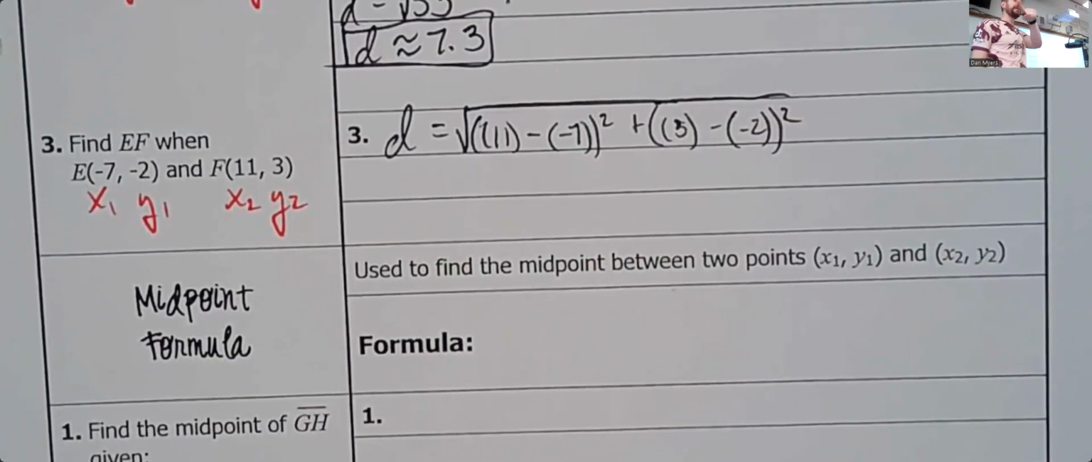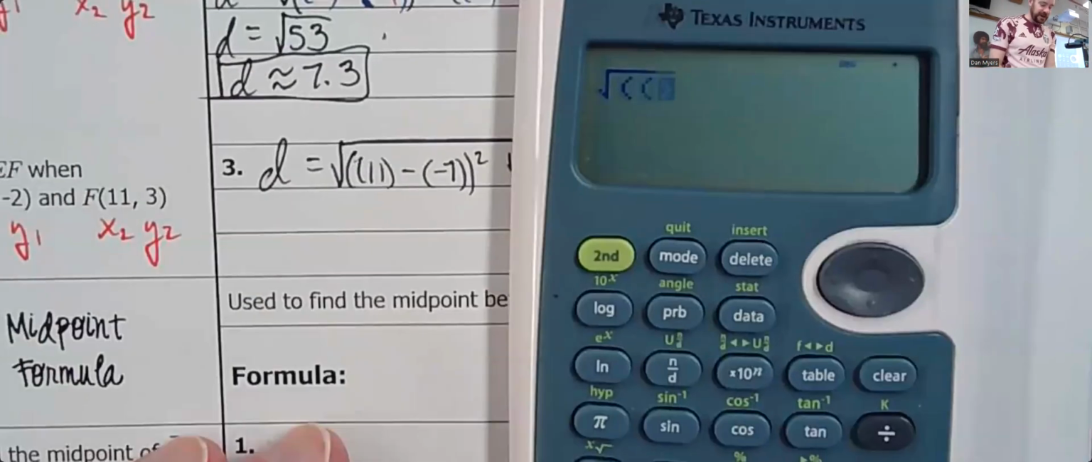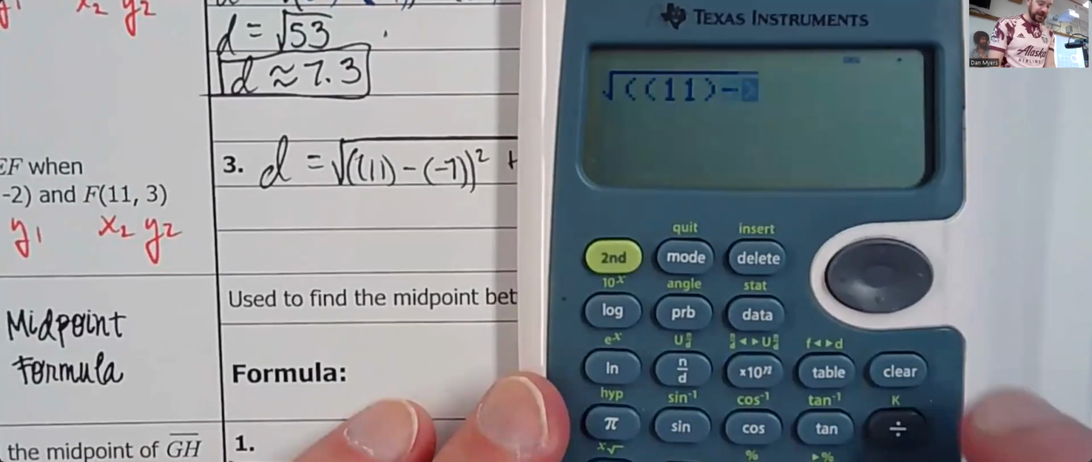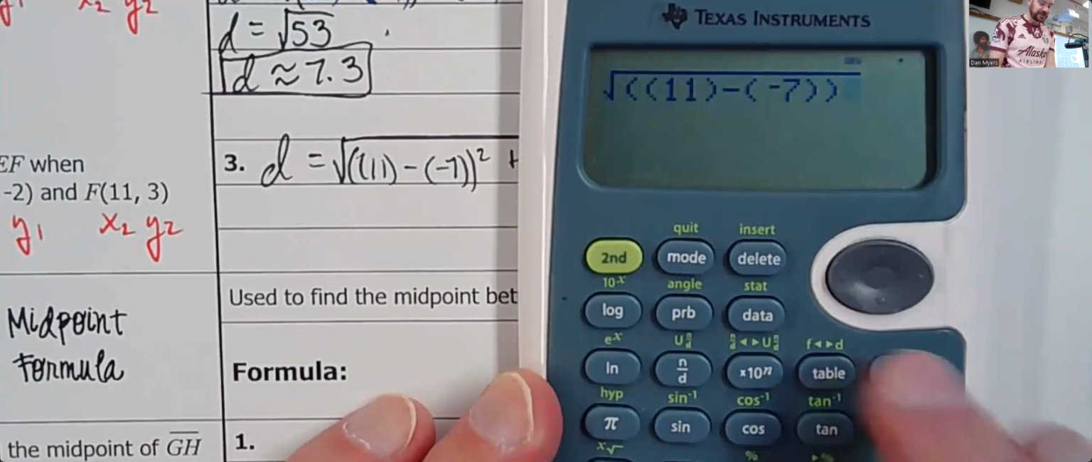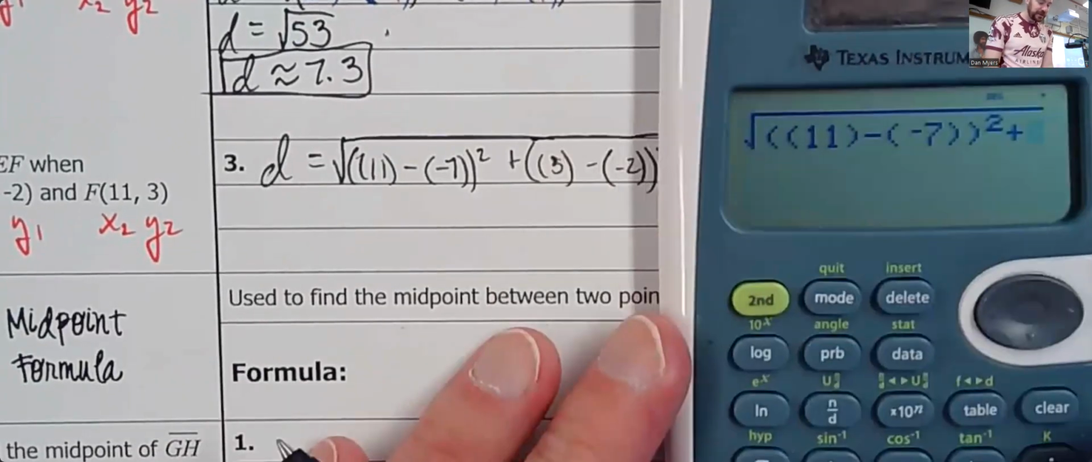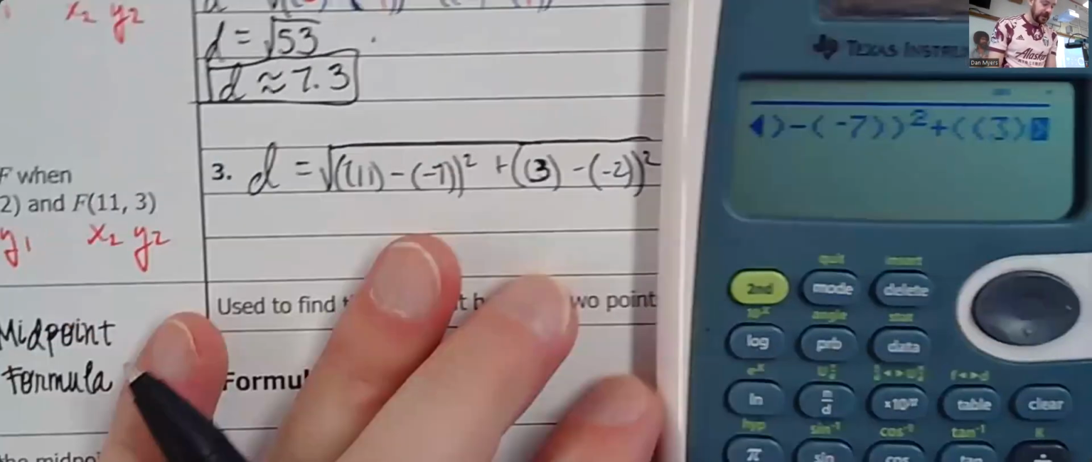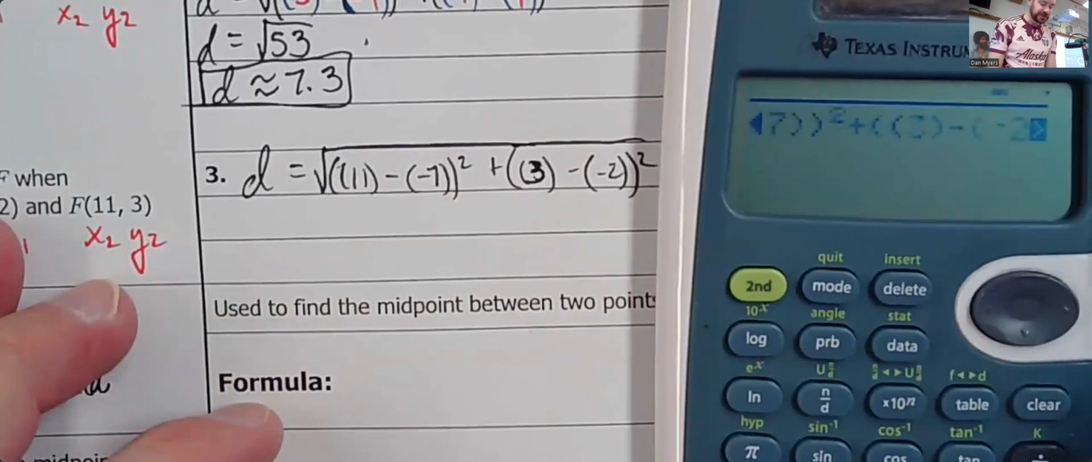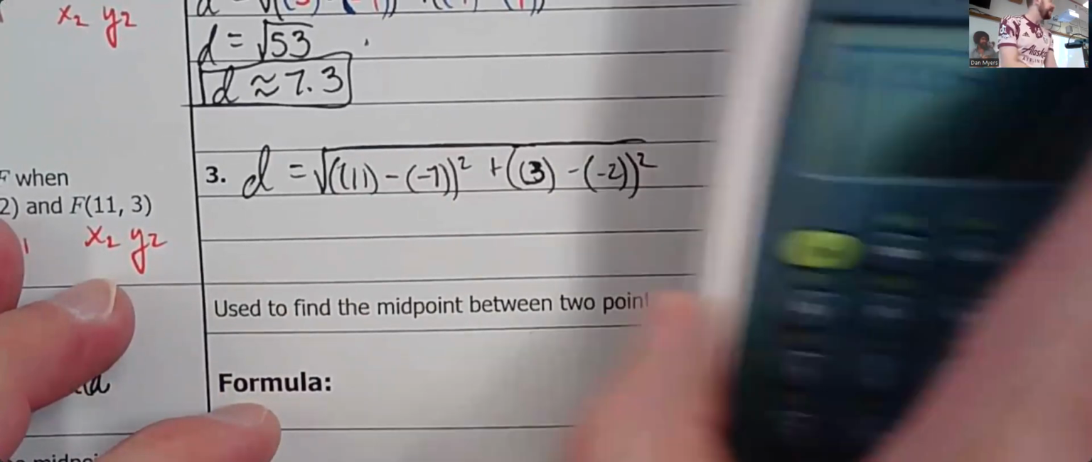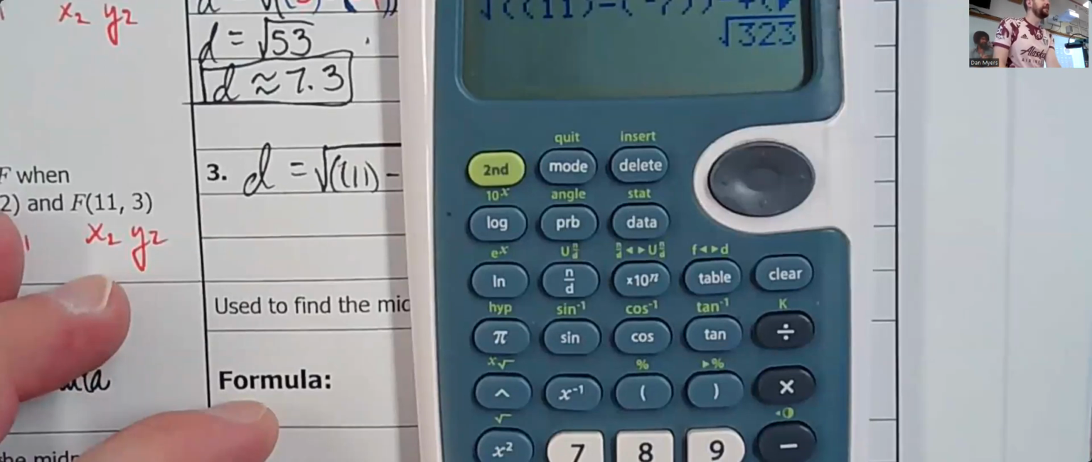Anybody have an answer for this one, by the way? 18.7-ish? Yeah, about 18.7. Cool, I see some nodding, that's good. 18.6? Oh, interesting, let's find out. So I'm going to type this all in. So we're going to have 11 and then minus -7. We'll square that. We will add 3, minus and then -2. So it ends up being the square root of 323, right?